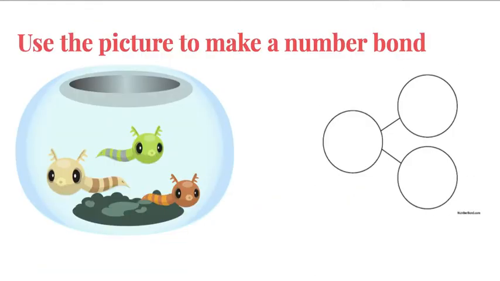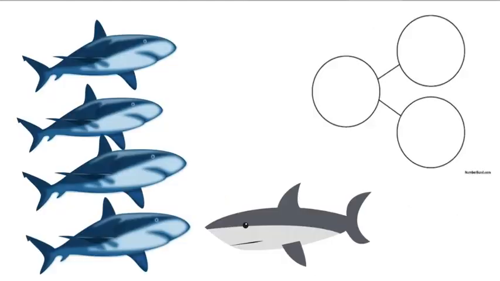Oh, I didn't have the answer. So maybe a bigger brother or sister can check your answer. Maybe mom, dad, grandma, grandpa, babysitter can check it for you. So again, there are two brown tadpoles and one green tadpole. How many are there in total?